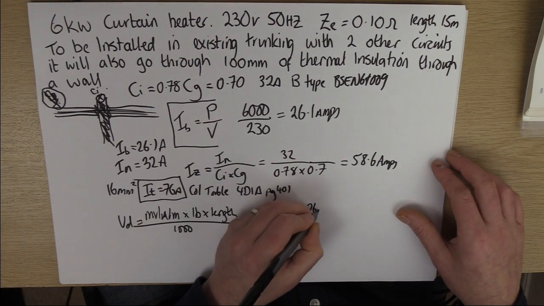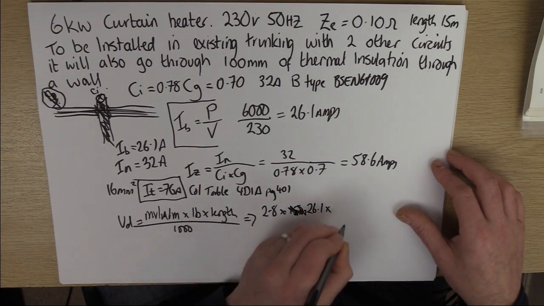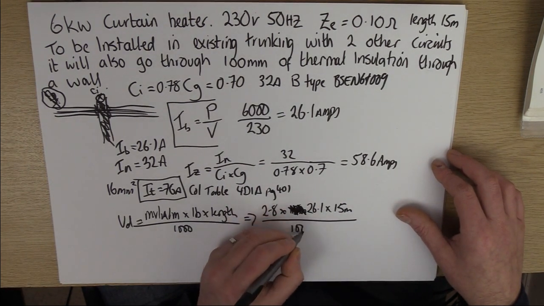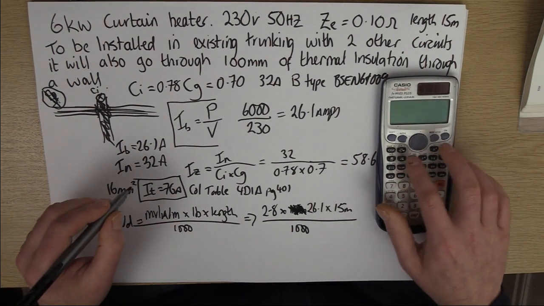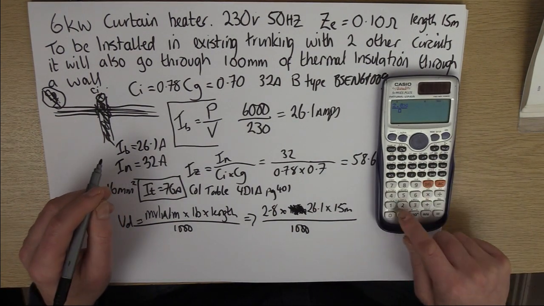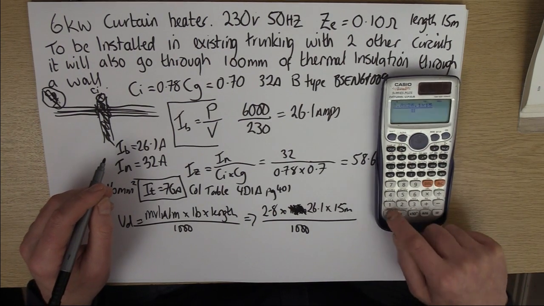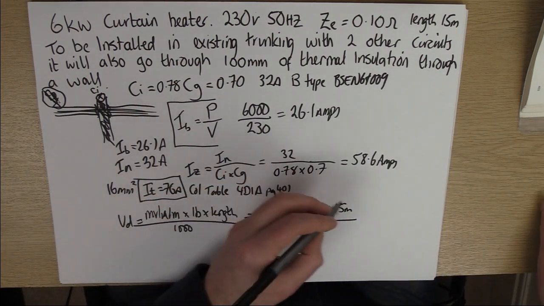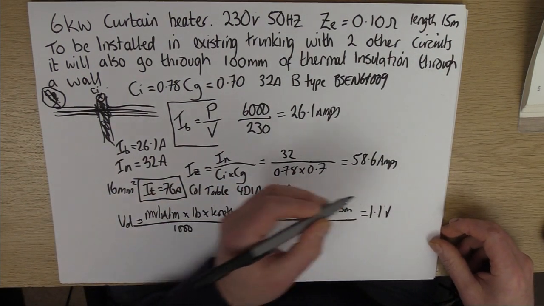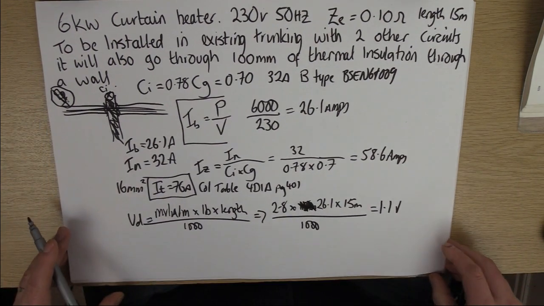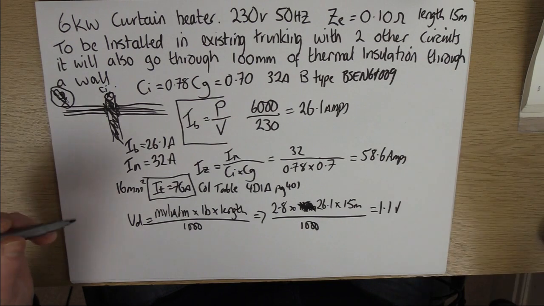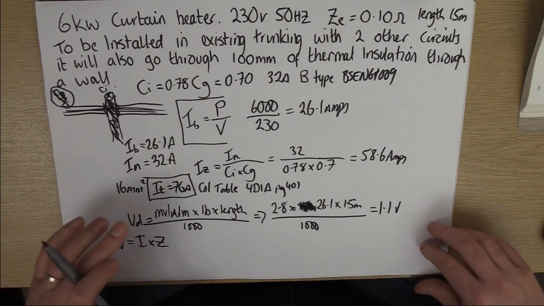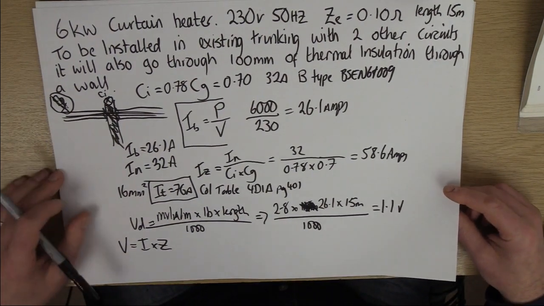Design current, then length, that's what I said. 15 meters over 1,000. It's probably going to be okay. 2.8 times 26.1 times 15 over 1,000. 1.1 volts. But you probably knew that with the size of the cable. And the actual load is pretty low, so because ultimately it's that. Right, so that's that. That's 16 mil.